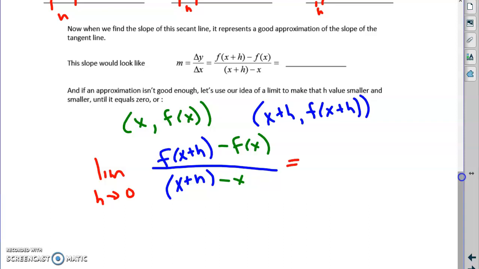Look at that bottom. What's another value for x plus h minus x? And the answer is h. The h gets smaller and smaller and smaller.